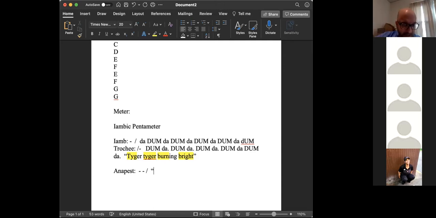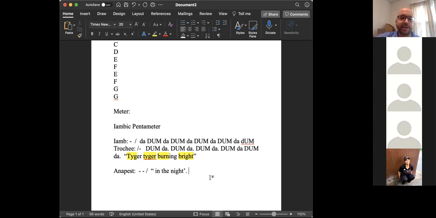Let's say maybe something like, "in the night." Each one of those words is only one syllable long. Like when we say it, in the night. The "in" is a preposition, so that's not stressed. The "the" is an article, so that's not stressed. But "night" is a noun, so that would be stressed. In the night.